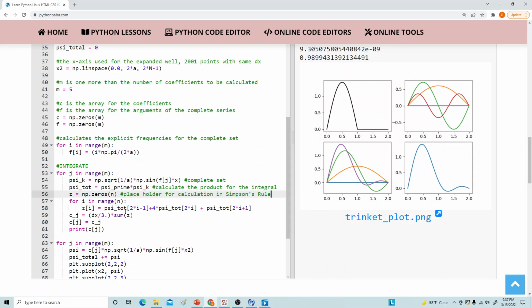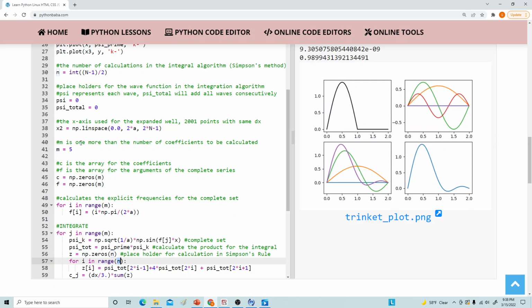So remember that to do Simpson's rule, you do the loop over your indices as such. So this is the actual loop over which we do the integral. So we take psi total and we take the value for each index in the range lowercase n, which we set to the number of data points minus 1, all divided by 2.